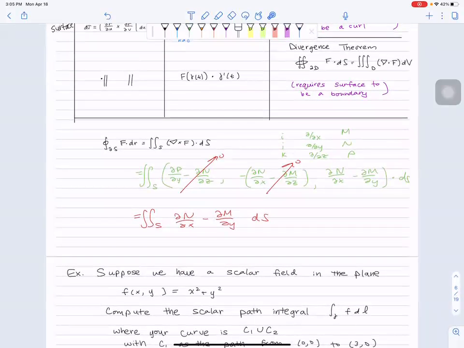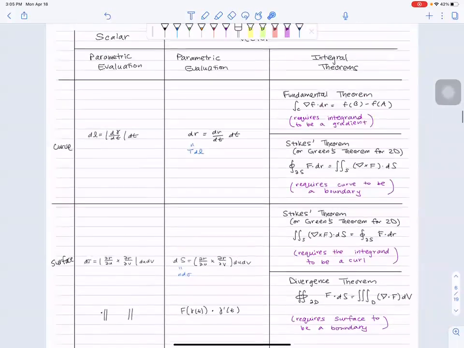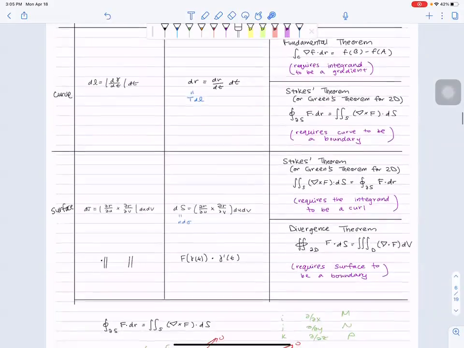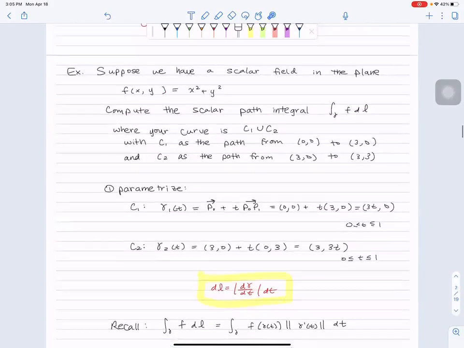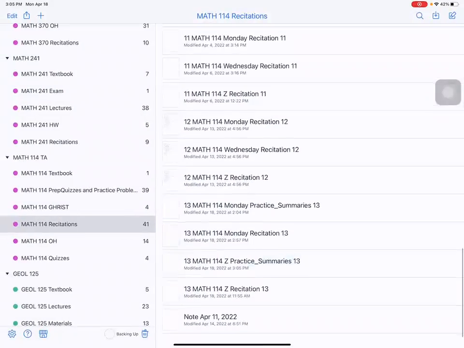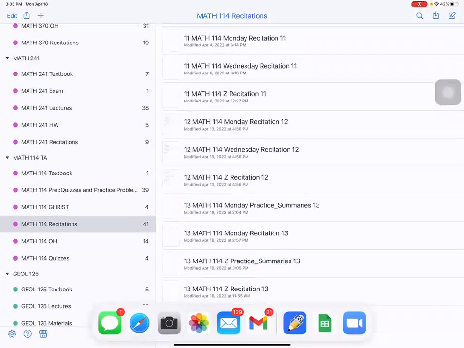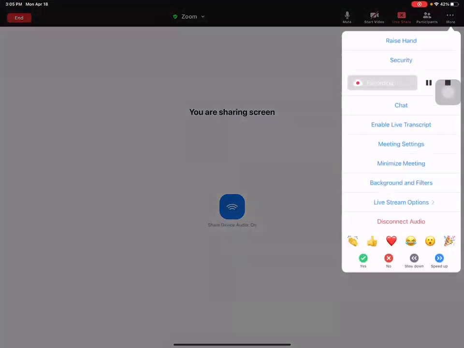Okay, any questions on that? If not, we can end recitation now. I have a lot of examples of each component of this chart if you want to check them out in the practice summaries file. Okay, let me stop the recording.